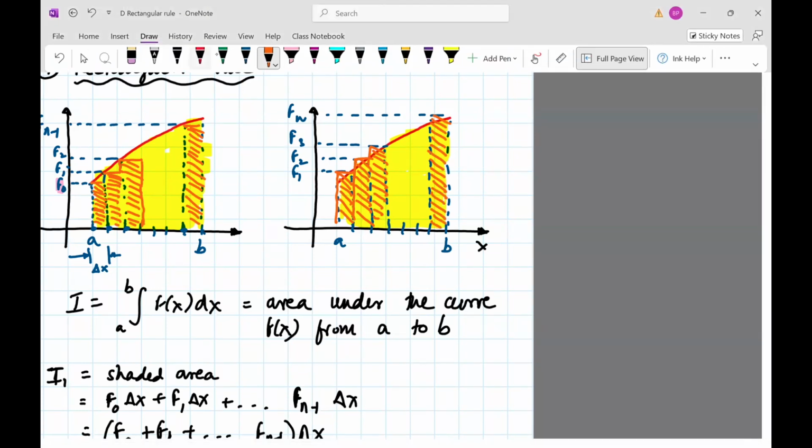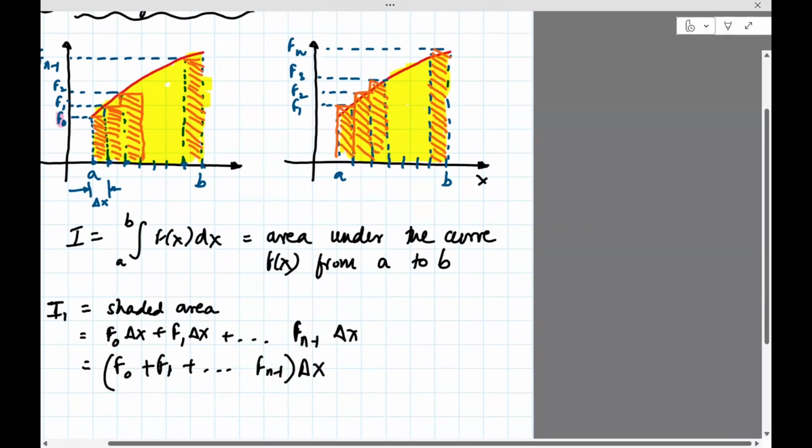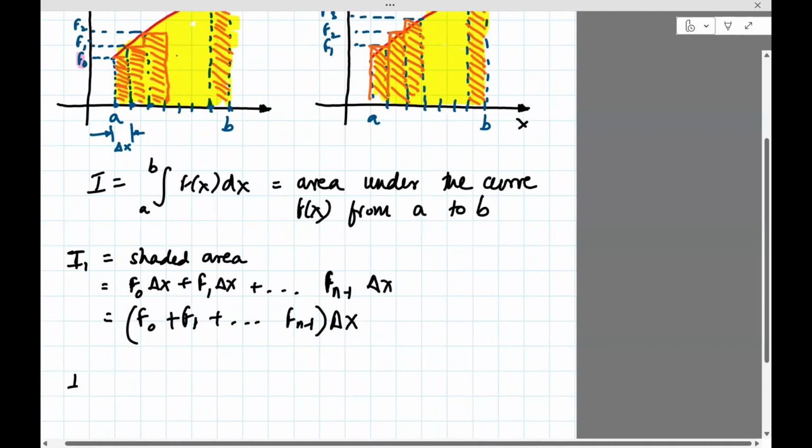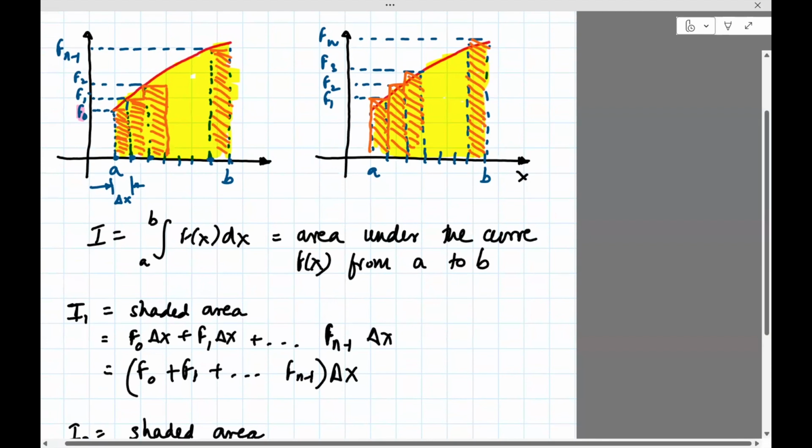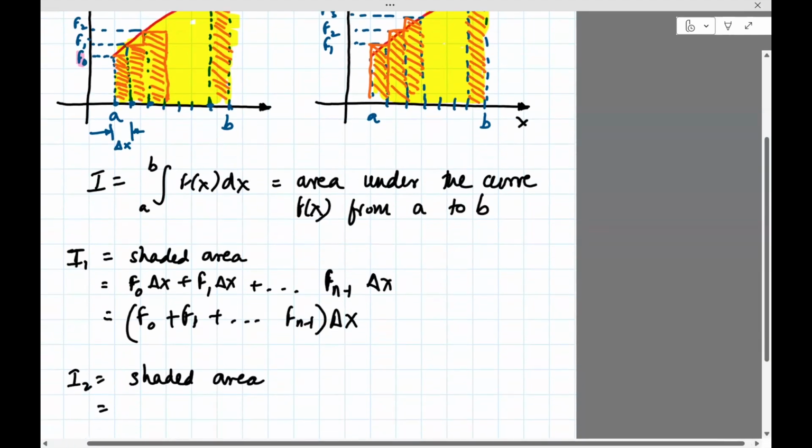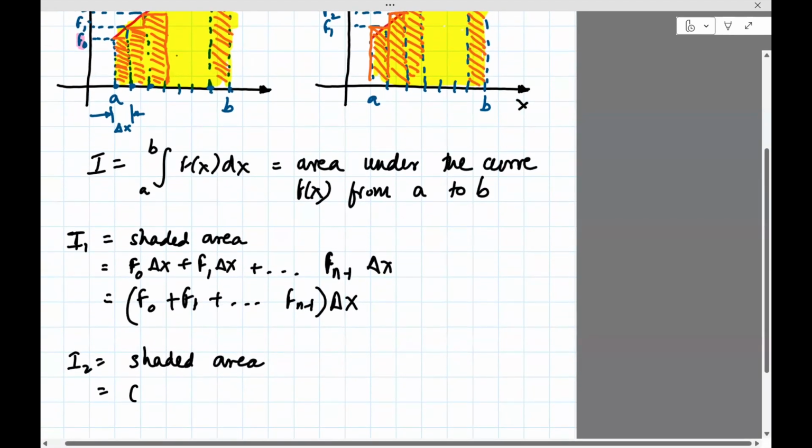Okay, so now I have another approximation. Let's call that I2, the shaded area. That would be, as you can see, we start from F1 and go all the way to Fn. So F1 plus F2, and I'm skipping that first step. It's essentially the same thing, except that now we start from F1.